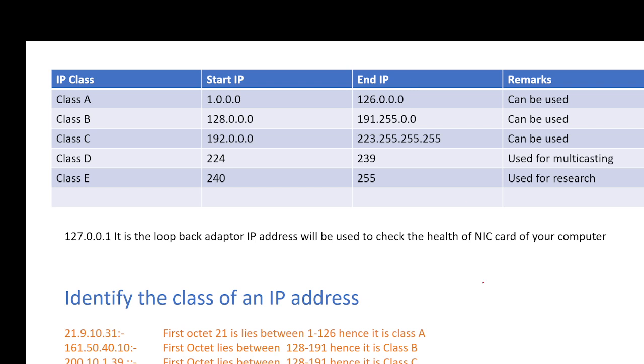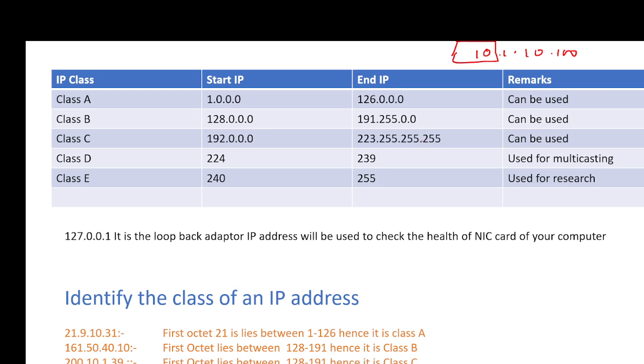Before I move there, the class of the IP address will be identified based on the first octet of the IP address. For example, if I write an IP address 10.1.10.100, if you want to see the class of an IP address, you should always see the first octet, this one.